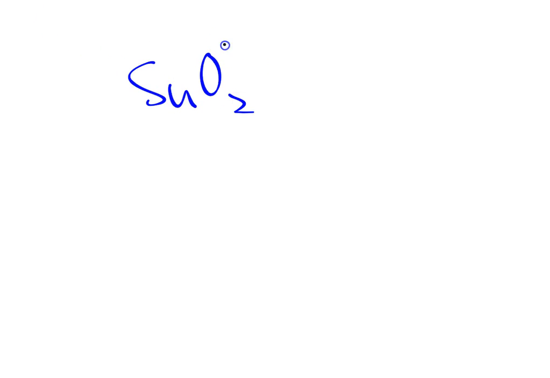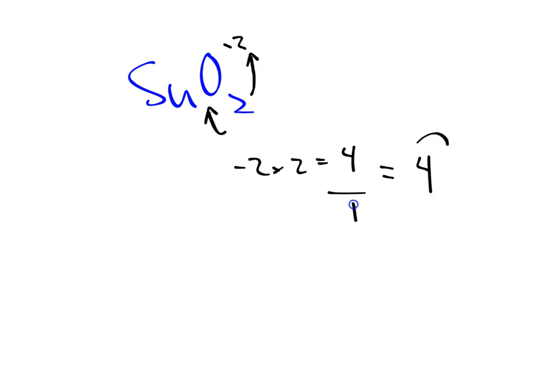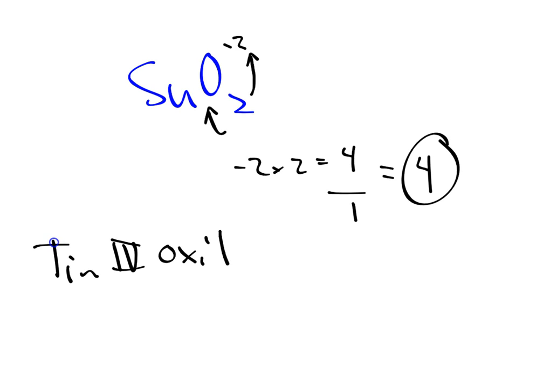So I take the charge of the second thing, and I multiply it by the number of second things. -2 times 2 is 4. And that's a negative, I'm just ignoring it because we're always going to take the positive value. Then I divide it by the number of first things, which is 1. So this is 4. So this is tin(IV) oxide. So do you see how it can trick you?